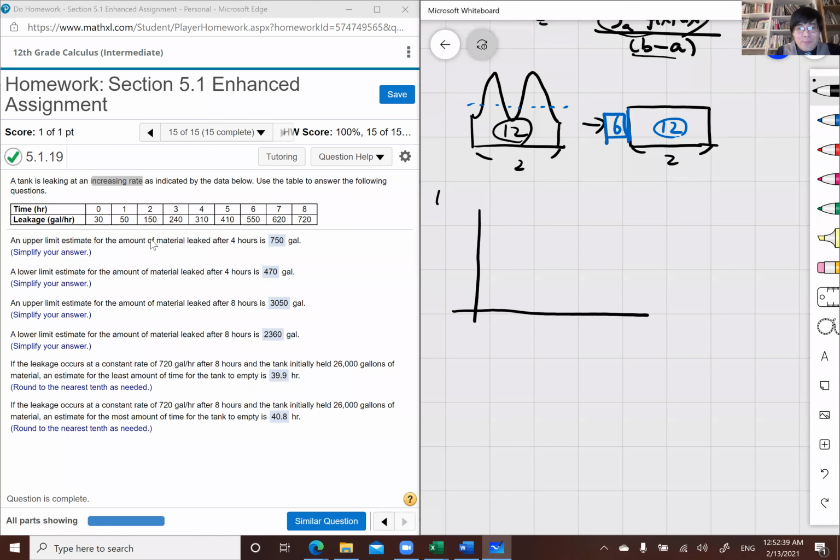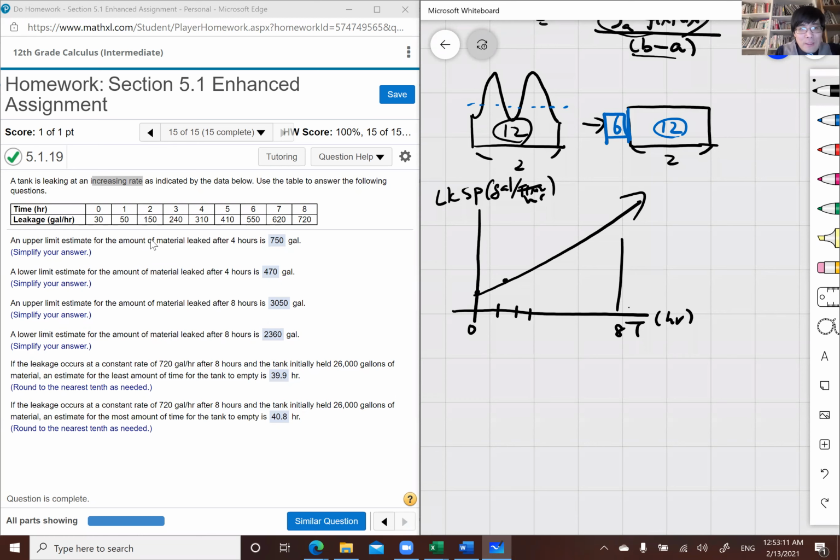So the leak speed versus time. The leaking unit is gallons per hour, and the time unit is hours. The leaking is starting with 30, 50, well, it's increasing, okay, it's increasing for the first 8 hours. Now find an upper limit estimate for the amount of material leaked after 4 hours.